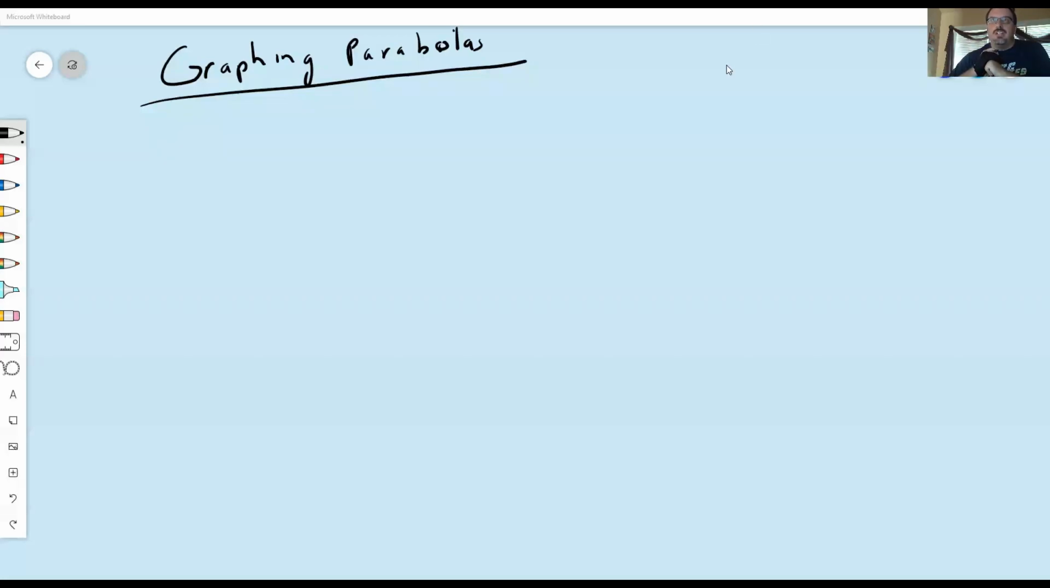Hello. Today we're going to talk about graphing parabolas. The first thing you know about graphing parabolas is that parabolas are the graph of a quadratic function. So a quadratic function is f of x equals ax squared plus bx plus c. And if you want, instead of f of x, you could put y equals, it's also fine.